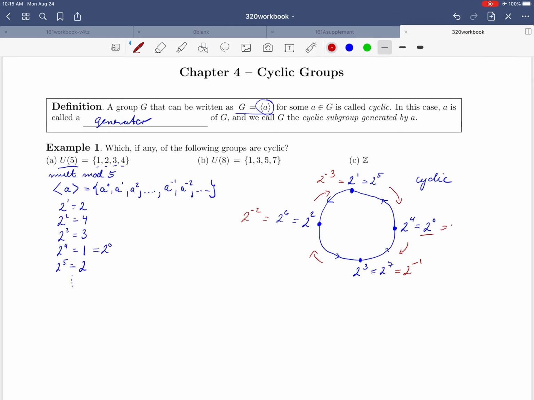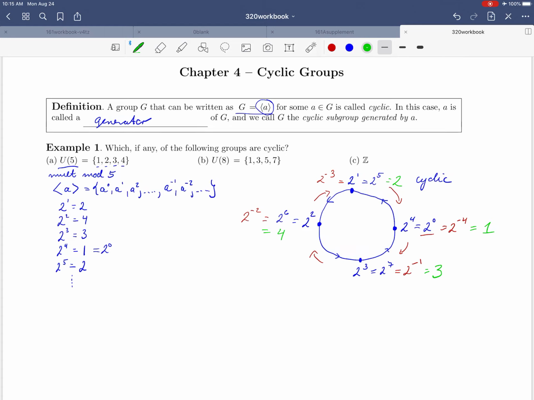Let's do one more. I'd also get 2 to the minus 4. And you can convince yourself that these really are the inverses of 2 to the first, 2 squared, 2 cubed, 2 to the fourth, and so on. Now, we already said what all of those numbers are. 2 to the 0, that is our identity element, 1. 2 to the minus third, that is really just 2. 2 squared, that was 4. And 2 cubed, that was 3.